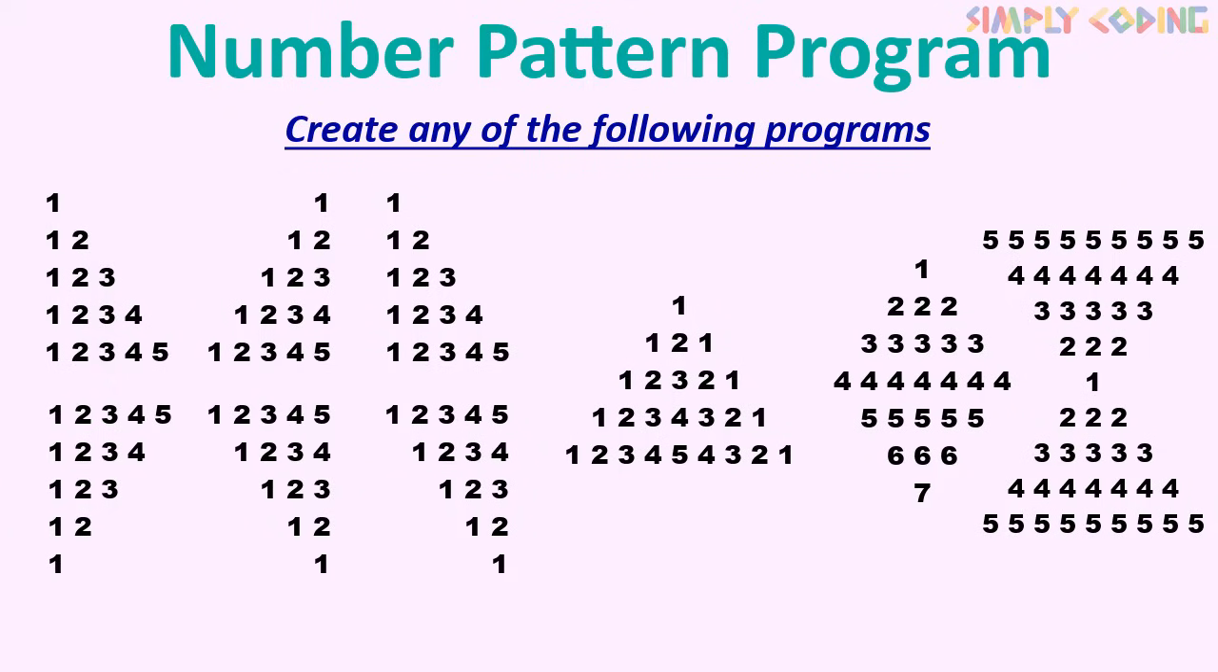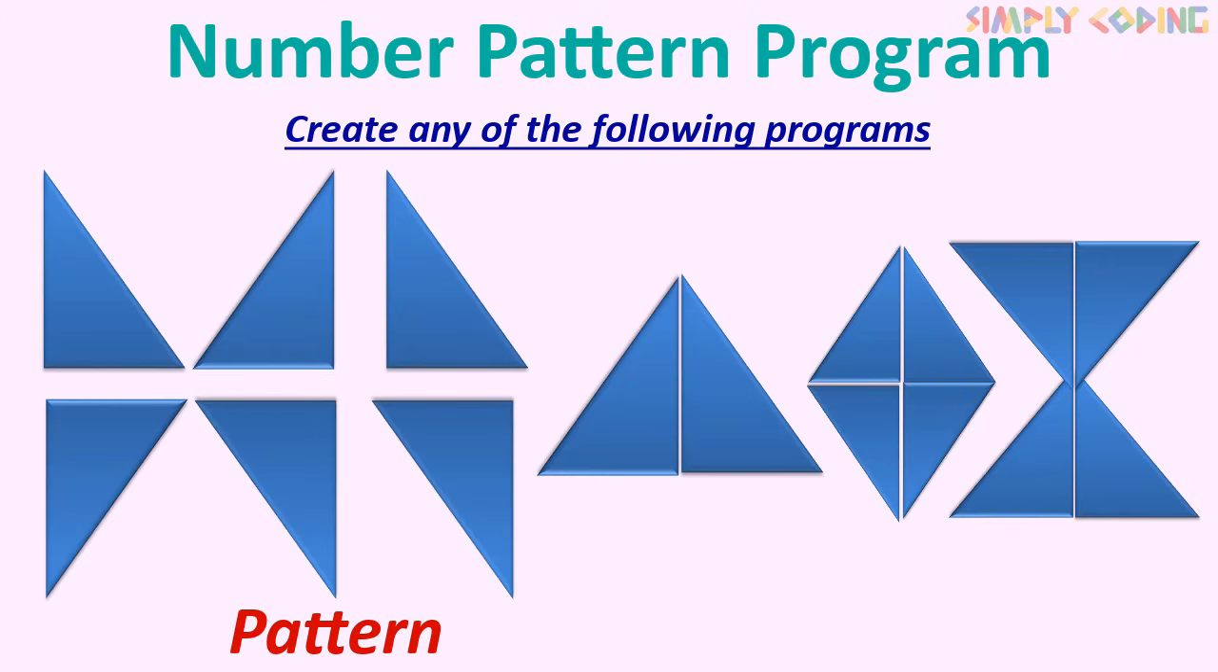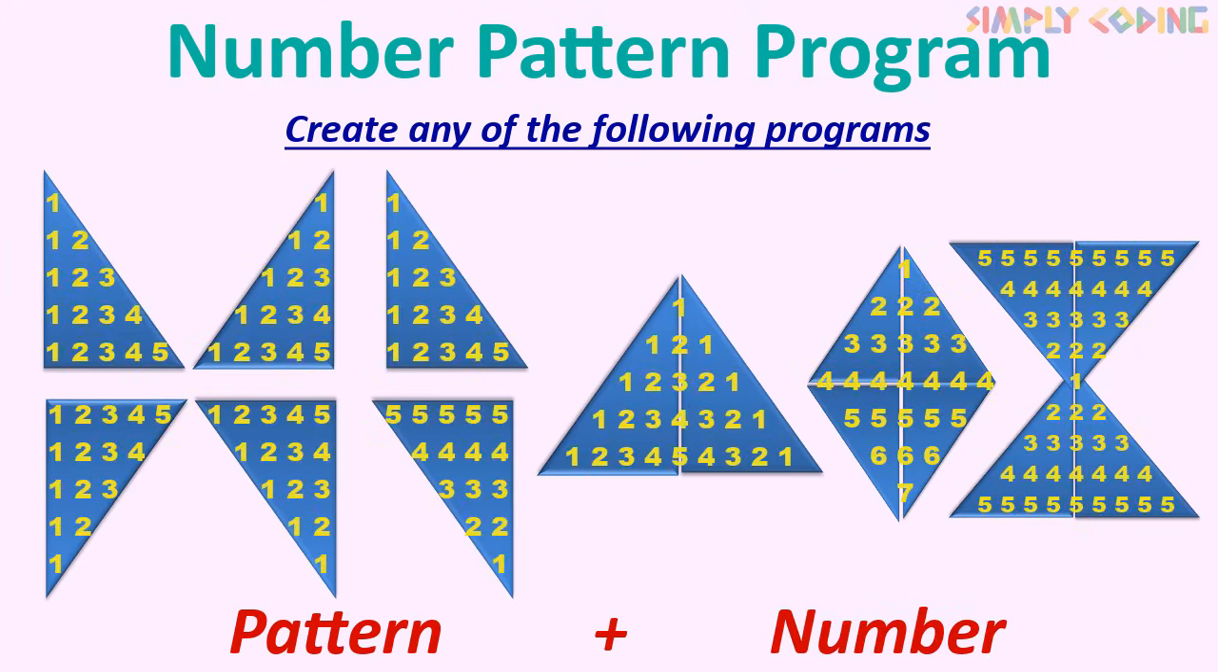When you are solving number pattern programs, you will notice there are actually two things which make the pattern. One is the pattern or shape and second are the numbers which are there inside the pattern. Like over here, the numbers are same but they are in different patterns. Or here the pattern is same but each of the triangles has different numbers.